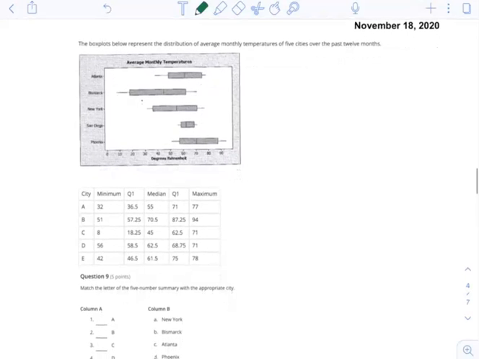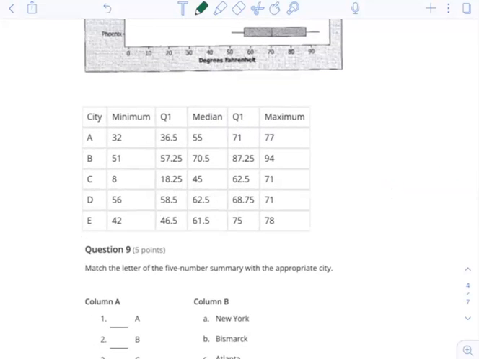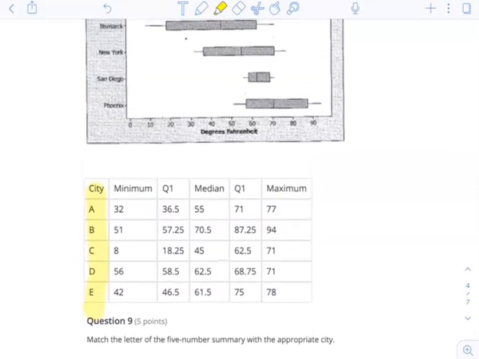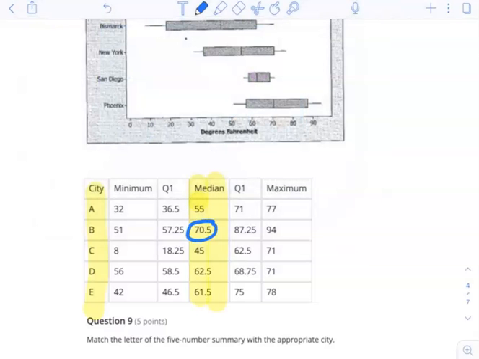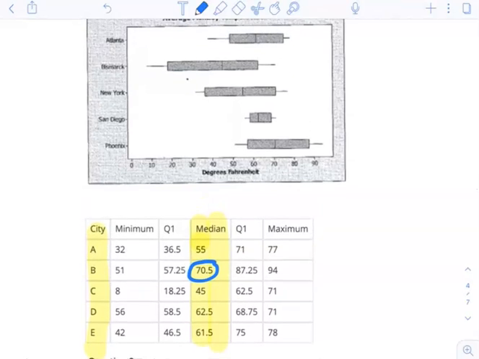Number 9 is matching which graph goes with which city. So you see the picture here, Atlanta, Bismarck, New York, San Diego, Phoenix. Okay, we're looking at the letter, which letter here goes with which city. Okay, so maybe it's a good idea to look at this median column. That might help us, because if you look at the median column, for example, 70.5, that's a pretty big median. I should be able to find that on the graph.